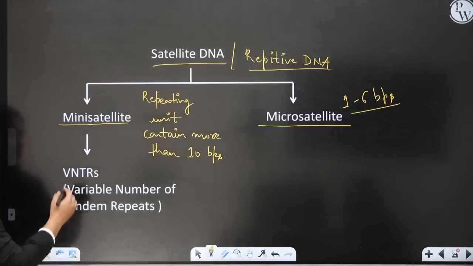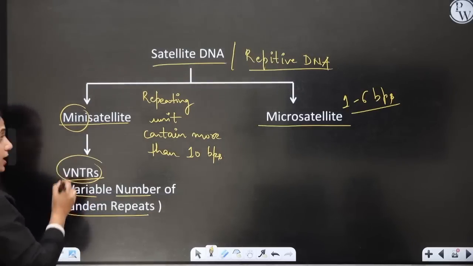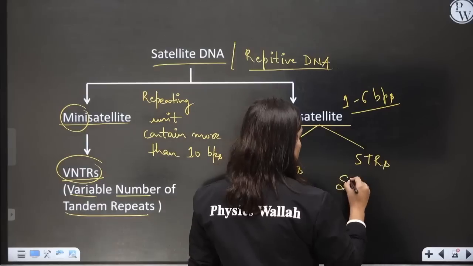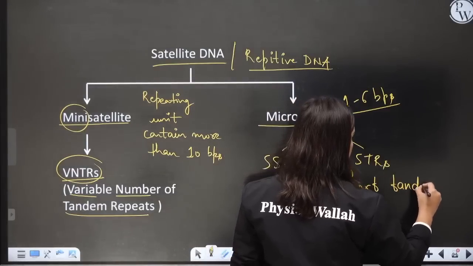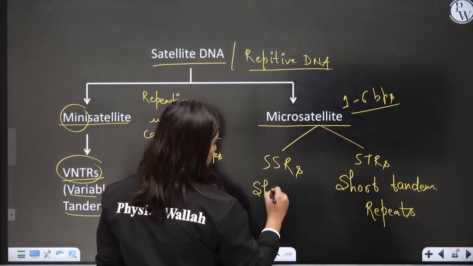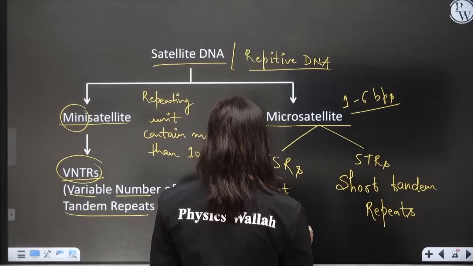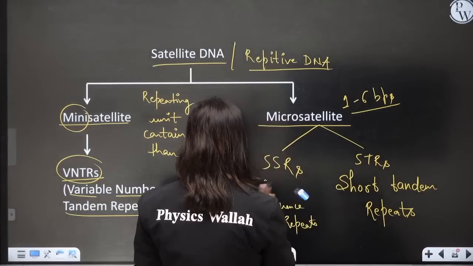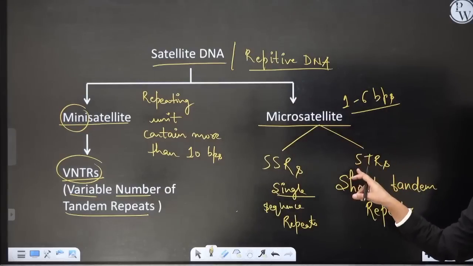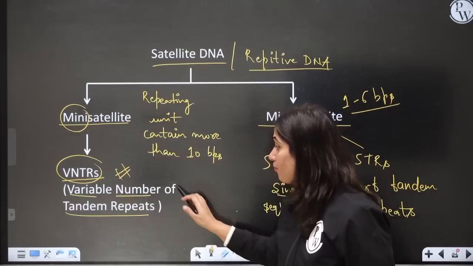Okay, minisatellite VNTRs, variable number of tandem repeats. The example of minisatellite is VNTR, and the examples of microsatellite can be SSRs and STRs. STR stands for short tandem repeats, and SSR stands for short sequence repeats, or you can say single sequence repeats. In the microsatellites, the repeating unit is smaller, and in the minisatellite, the repeating unit is a bit larger. So let's start with VNTR, variable number of tandem repeats.